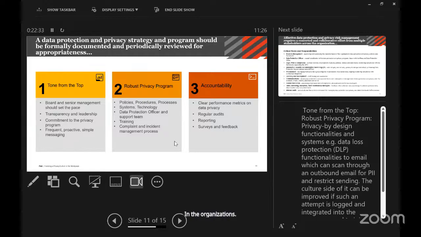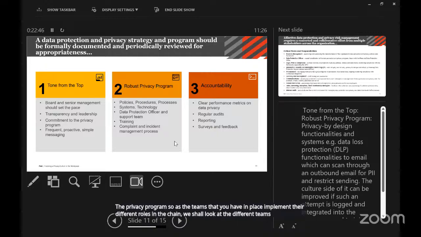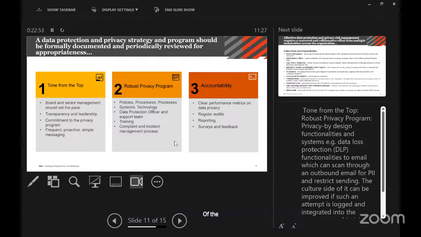So looking at the tone from the top, there's also a need to commit to the privacy program. As the teams that you have in place implement their different roles in the chain, we shall look at the different teams a little later. It's important that the senior management in the organization is aware of the different initiatives being conducted throughout the organization, as well as supporting the teams that they have. Then when it comes to messaging, it needs to be clear, it needs to be proactive, and it's always more authoritative from the top, from the senior management.